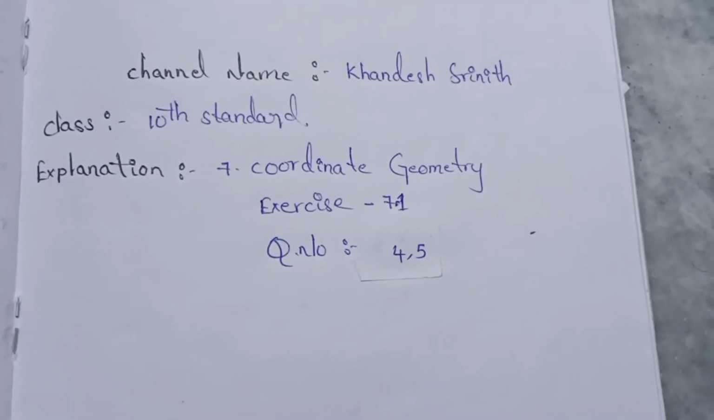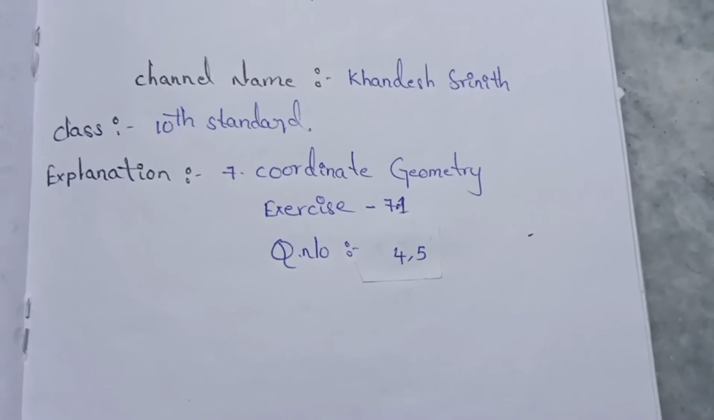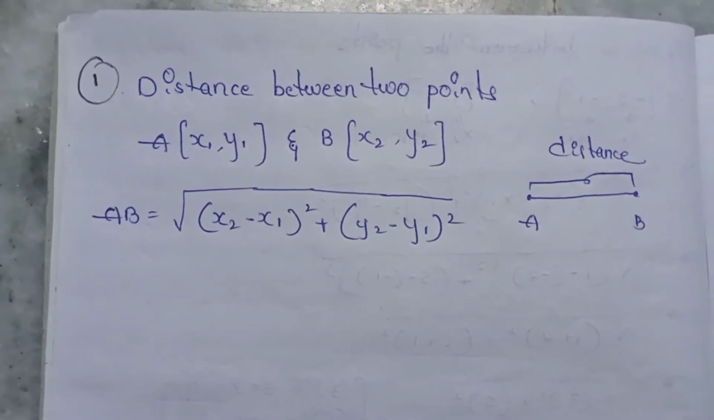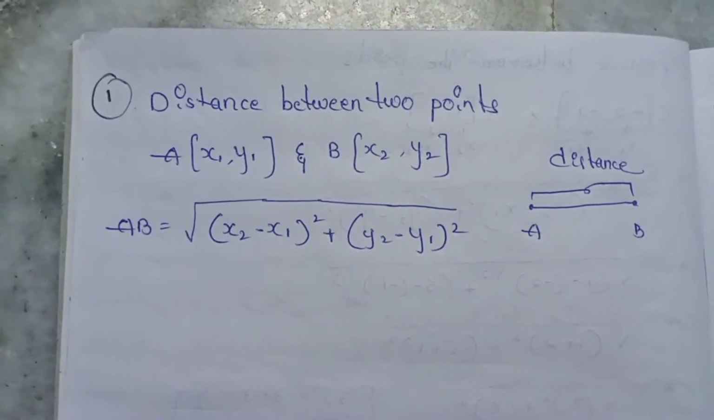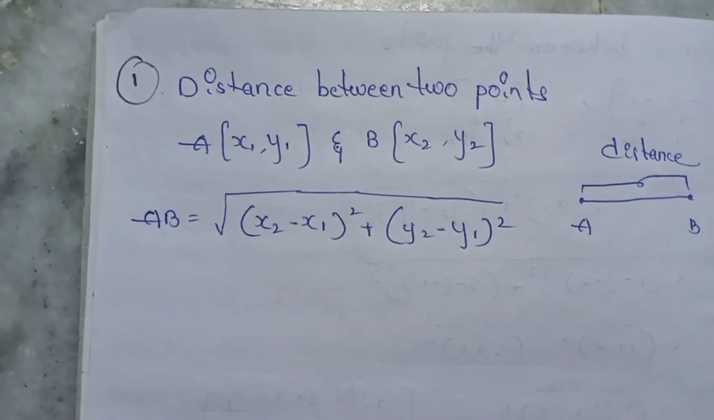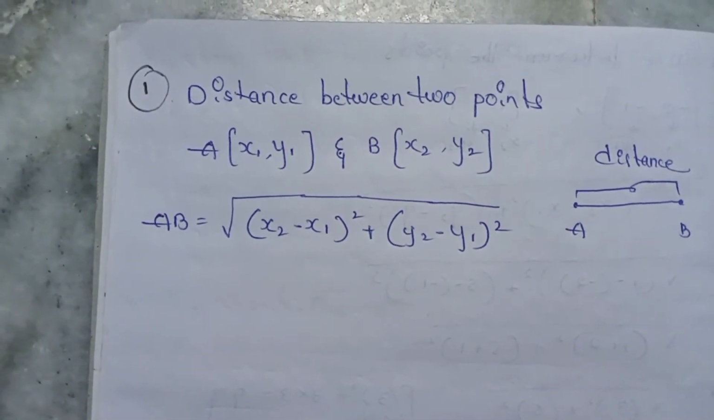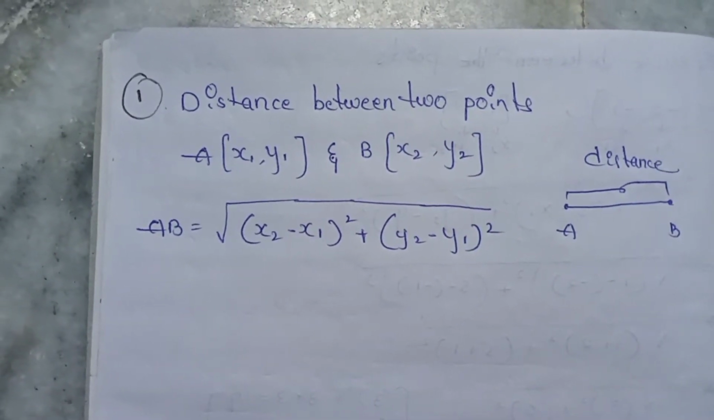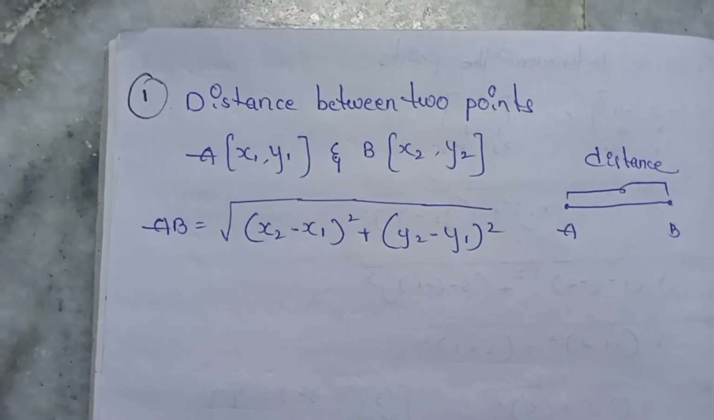In this session I am going to explain chapter 7, coordinate geometry, exercise 7.1, questions 4 and 5. Here there is only one formula. You have to learn this formula by heart, then only can you do the exercise problems. By seeing it, you can't understand this formula. When you start doing exercise problems, you learn slowly. Now, let us start the fourth problem.